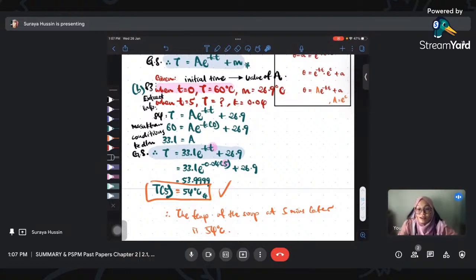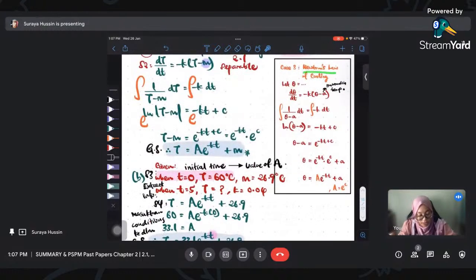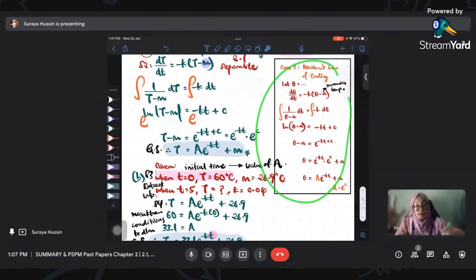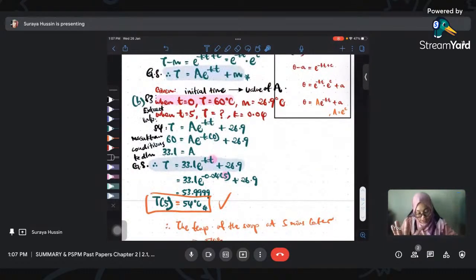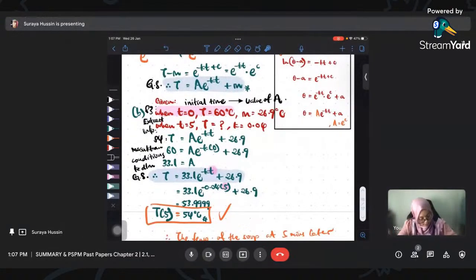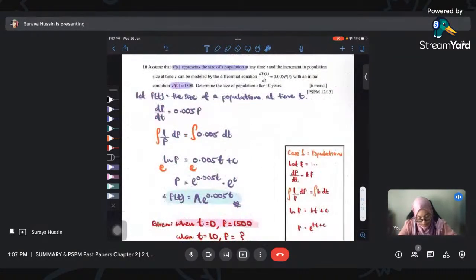Okay, so as long as you understand how to use the Newton's law of cooling, you have no problem in jawab soalan yang lain-lain pula. Sebab konsep dia tetap sama. Okay, I repeat, concept is still the same. Just gotta understand clearly my 4 steps here, okay? There are only 4 steps here. Okay, let's go on to the next example. The size of the population. Ni paling senang lah. Okay, the size of population.